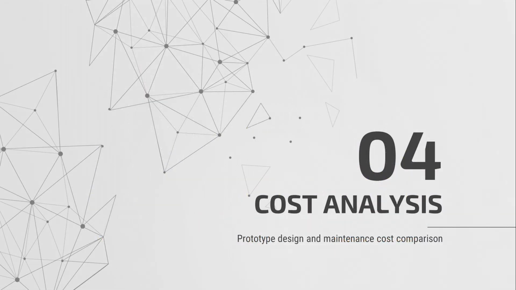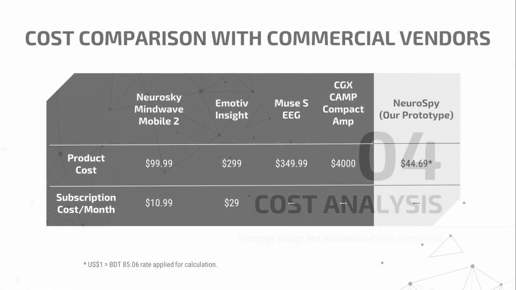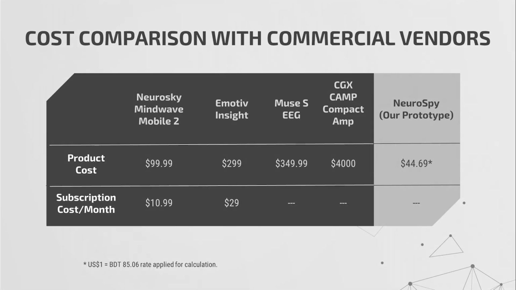In this section, we will talk about the cost comparison between different commercially available devices and our device. Here, you will find the cost comparison with commercial vendors. We have collected those price tags from different publicly available websites. Our prototype is far cheaper than those. As I said earlier, no subscription is required in our prototype. It's also far cheaper than other devices.